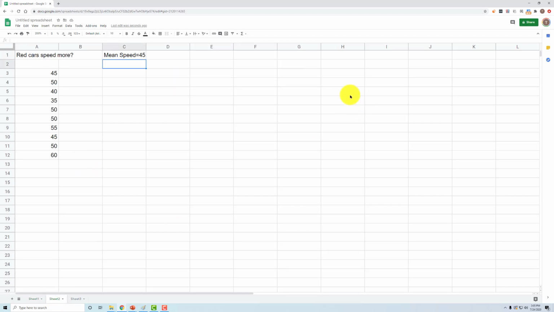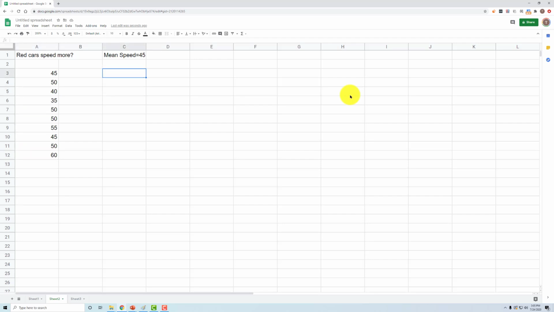So let's say there's a neighborhood watch group that thinks red cars speed more. And they find that the average speed down the road is 45 miles per hour. And they go out and they test the speed of 10 red cars. And this is the data we have here. This is our 10 red cars. And the question then becomes, are red cars speeding more?